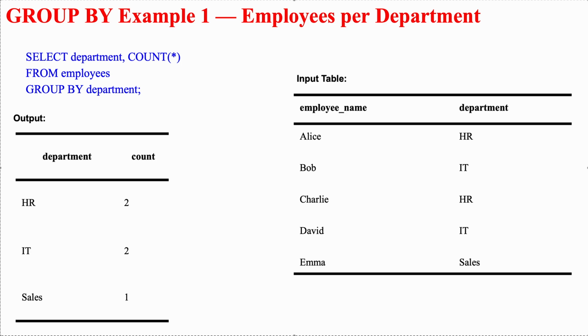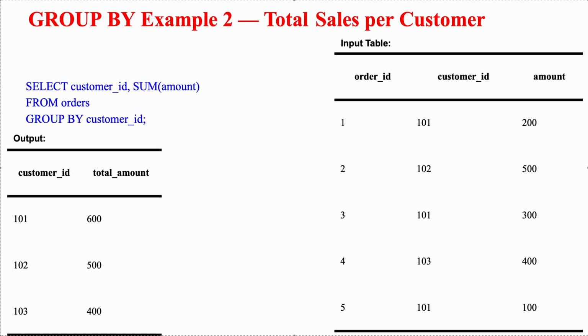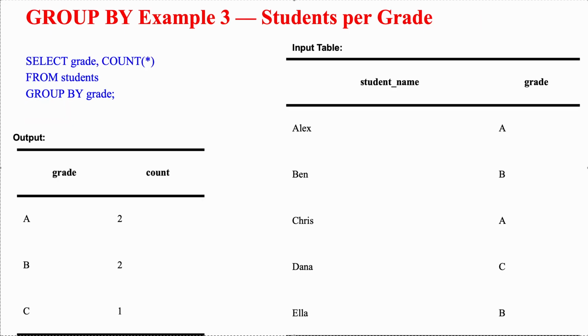Here's a simple example. We have employees and their departments. We want to count how many employees are in each department. GROUP BY helps us to do this, and we get the results here. Another example. Here we have an orders table. We want to know the total sales for each customer. GROUP BY customer ID and use SUM amount. You can see the total for each customer in the result.